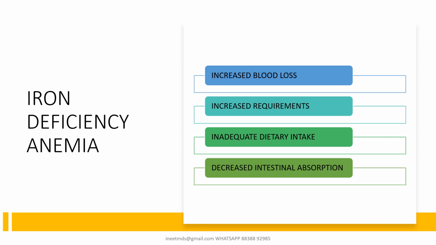Next one is iron deficiency anemia. Iron deficiency anemia occurs because of various reasons like increased blood loss, increased requirements like in pregnancy, inadequate dietary intake, or decreased intestinal absorption.